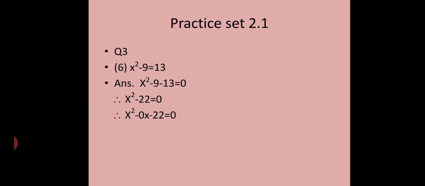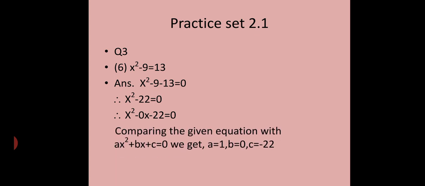Practice set 2.1, question 3, example number 6. x square minus 9 equal to 13. 13 we have to take to LHS, it will become negative. Therefore, x square minus 22 equal to 0. Here the middle term is absent. Therefore, x square minus 0x minus 22 equal to 0. Or you can write x square plus 0x also. Comparing the given equation with x square plus bx plus c equal to 0, we get a equal to 1, b equal to 0 and c equal to minus 22.